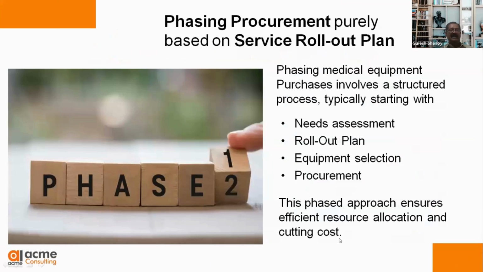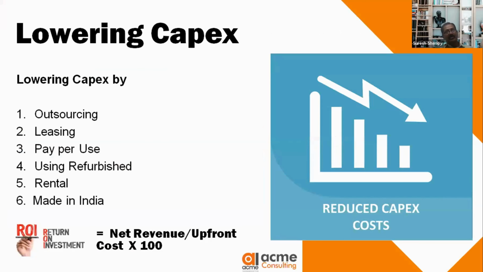Basically, phasing is a structured process which requires you now to analyze the need assessment, rollout plan, equipment selection, procurement. When you are doing the feasibility study, along with the feasibility study, you will also be doing the rollout plan. So you can phase the procurement purely based on the rollout plan, which you have got from these feasibility studies. And this approach will ensure an efficient utilization of the resources, and also it helps in cutting the cost. So what you can do is you can do it as phase 1 or phase 2 or phase 3.